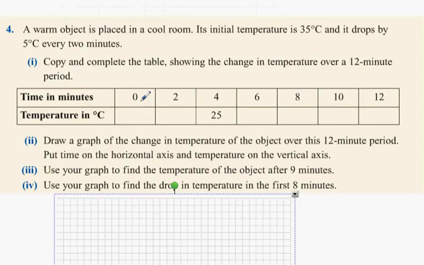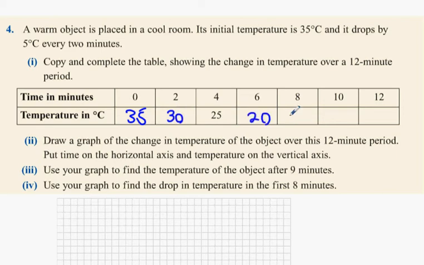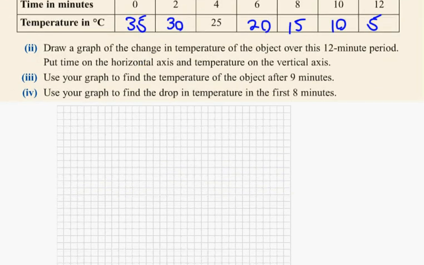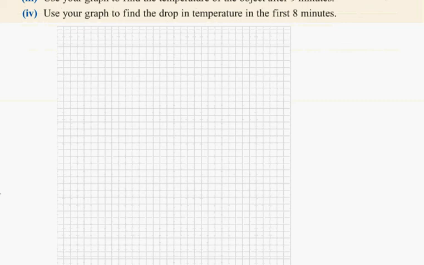This one here, your temperature starts at 35, but it drops 5 every 2 minutes. So it's going to be 30, 25, 20, 15, 10, and 5. Draw a graph. The change in temperature of the objects over a 12-minute period. Put the time on the horizontal axis and put temperature on the vertical axis. Okay, so I'll have to go from 0 to 35. I think I might have enough blocks to pull this one off if I go from bottom to top.